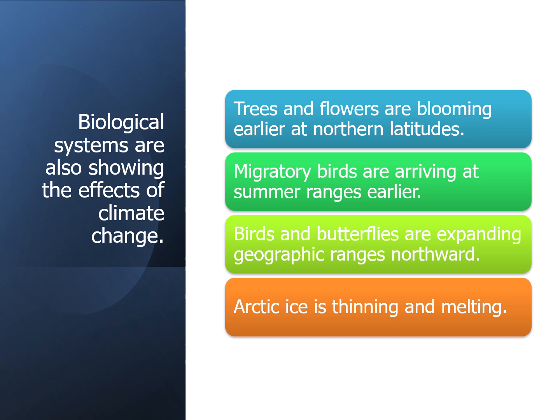Now, some more ways that the planet changing in temperature is a problem is that trees and flowers will bloom earlier at northern latitudes because they're going to be warmer. Migratory birds are going to arrive at summer ranges earlier again because it's warmer. Birds and butterflies are expanding geographic ranges northward because it's too hot, getting closer to the equator. And then the Arctic ice is thinning and melting.